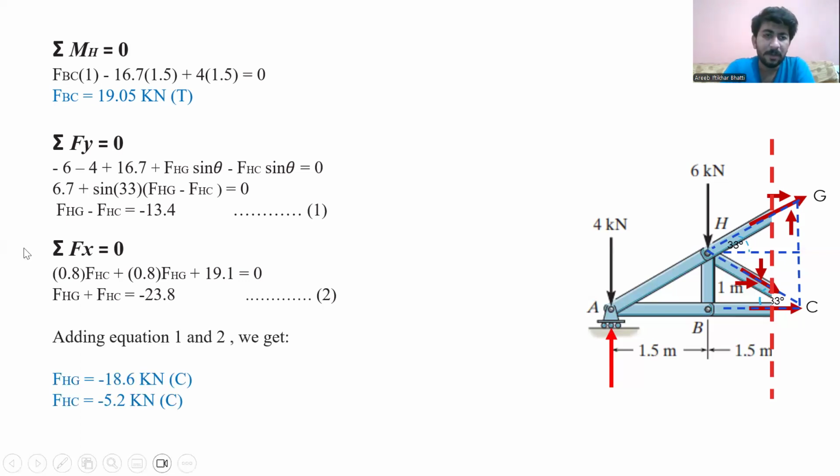When we add these two equations, we get FHG, which is equal to minus 18.6 kilonewtons. So you see that the member HG is in compression, and also the force FHC is in compression, and it has a value which is equal to minus 5.2 kilonewton.